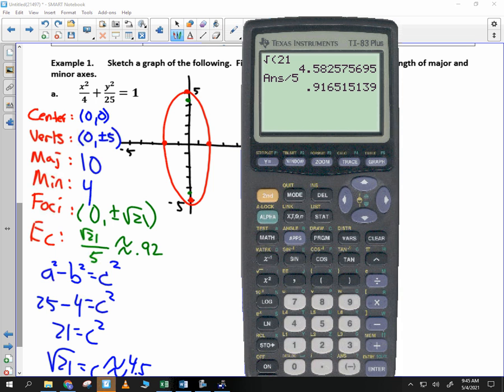The eccentricity value is always between 0 and 1. The closer it is to 1, the flatter the ellipse is, the more it looks like a line. And the closer it is to 0, the more it looks like a circle.